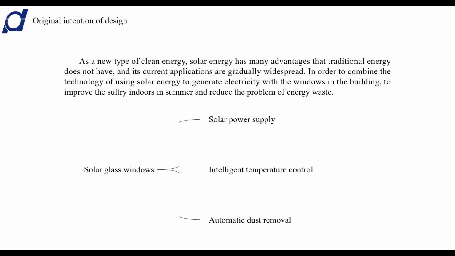As a new type of clean energy, solar energy has many advantages that traditional energy does not have, and its current applications are gradually widespread. Therefore, the original intention of this design is to combine the technology of using solar energy to generate electricity with the windows in the building to improve the shelter indoors in summer and reduce energy waste.